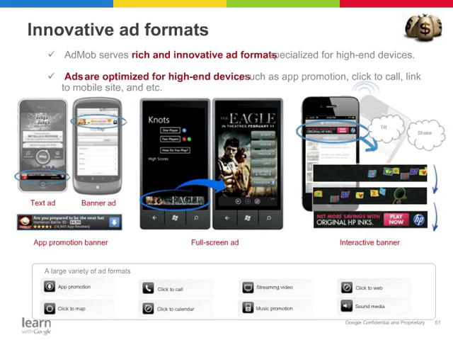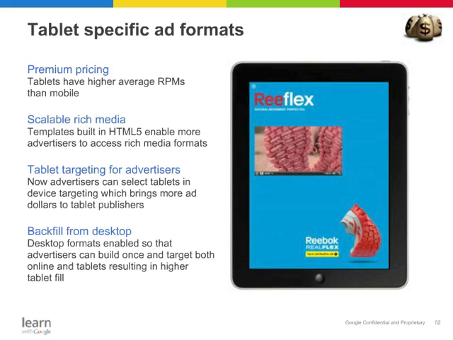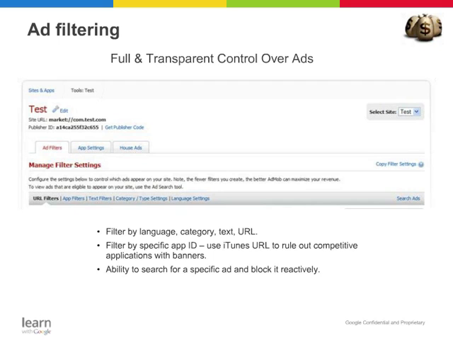We also support 3 full-size ad units on iOS and Android tablets. These are the 728 by 90 leaderboard, the 300 by 250 rectangle, and the 468 by 60 banner. As an AdMob publisher, you also have full control over the ads that you serve. Our robust filters include URL, app, text, category, language, and search filters. So you never really have to be afraid of showing an ad that you don't want to show unless you're opted in to backfill.